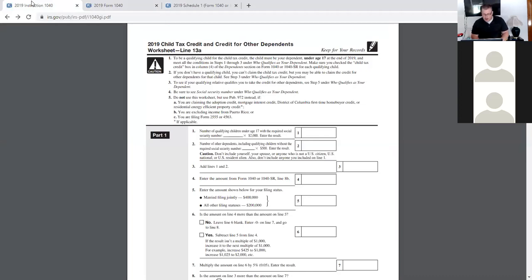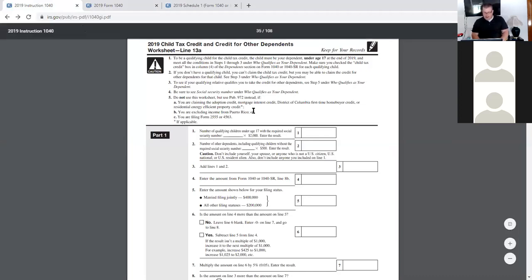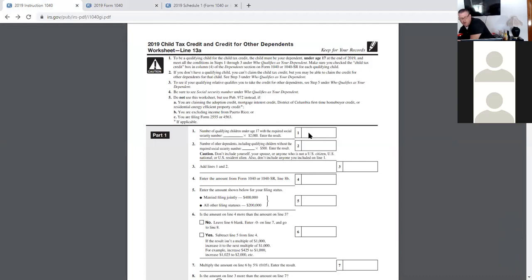The number of qualifying children under age 17 is 3 times 2,000. And so if we enter the results on line 1, and what I normally do, since this isn't a fillable PDF, is I get out a piece of paper and I write down each part. So for line 1, it's 3 times 2,000. So for line 1, we're going to put 6,000. Okay, line 2, number of other dependents, including qualified children without the required Social Security number. Well, number 2 is 0. We don't have to worry about that.